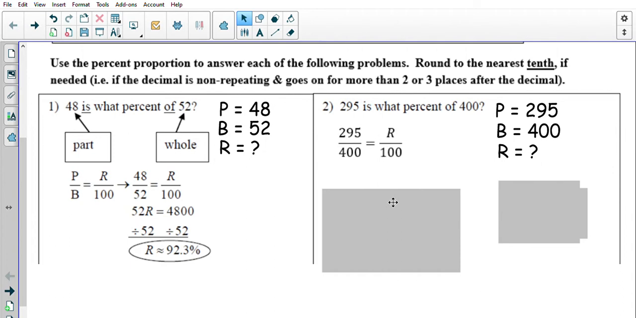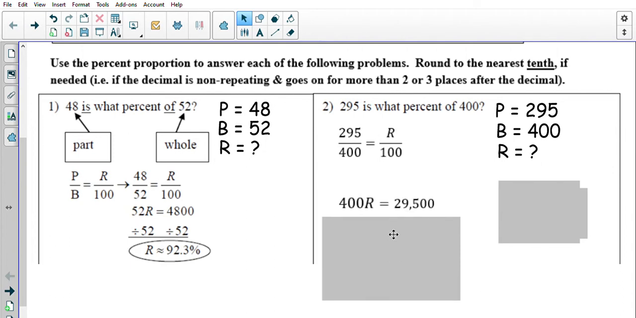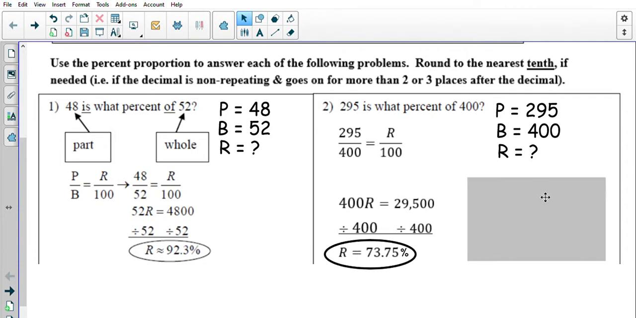400 times R is 400 R. 295 times 100 is 29,500. Divide both sides by 400. And that will get us R equals, it's a short decimal, so I left it as it was, 73.75%. So let's say you have a test worth 400 points, like a final exam. If you get 295 out of 400 points, it means that you're going to have 73.75% or about 74% of those questions correct. Again, we've been working with proportions, well, this unit, but also in our previous unit as well.